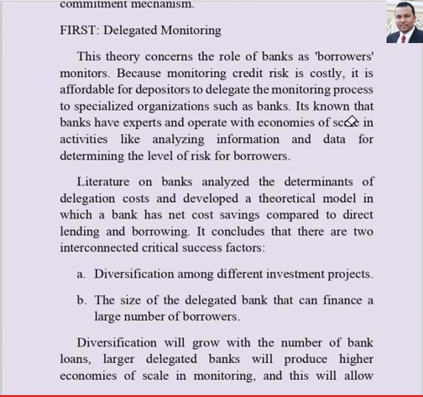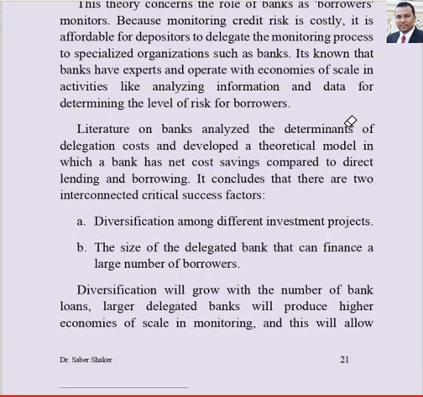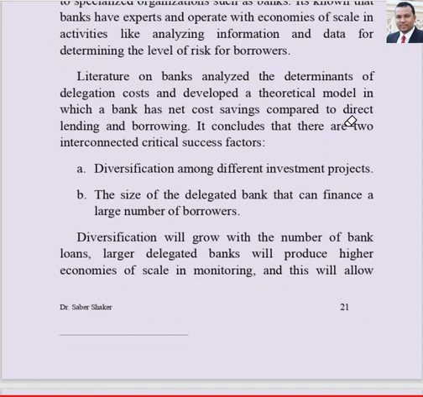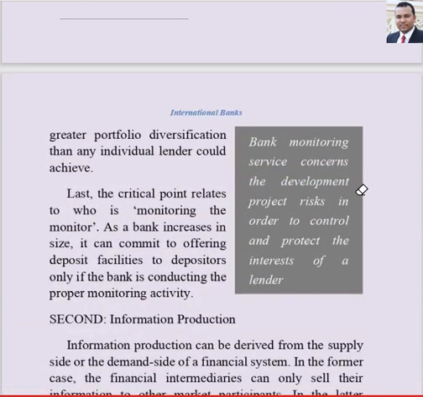What do you mean by monitor? Monitor means investigating the history, the payment timing, the creditability level, and so on. The bank can monitor the borrowers by using economies of scale and collecting information and data about the risk level. Banks analyze the terms of delegation costs and develop a theoretical model. So we talk about the critical success factors for any bank to delegate or monitor the borrowers. Number one, diversification among different investments. And number two, the size of the bank, the size of the delegated bank. When diversification for the bank increases, it is good news and risk will decrease. And the bank works with economies of scale.